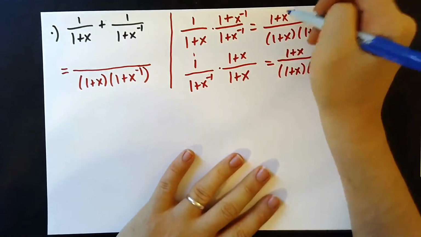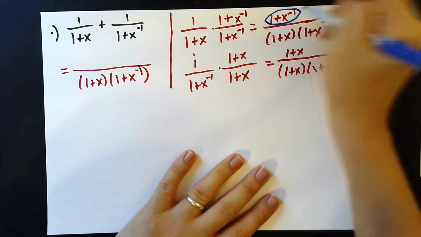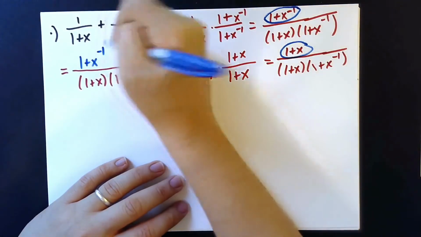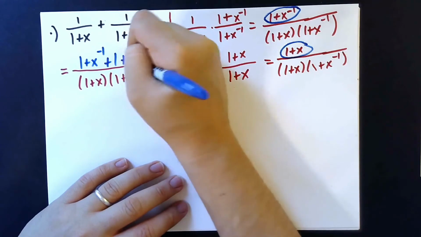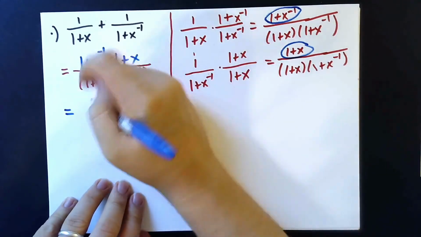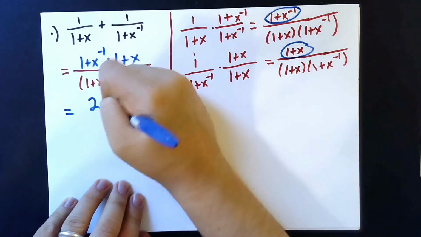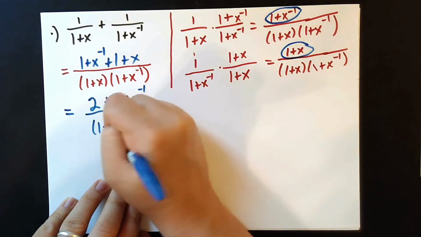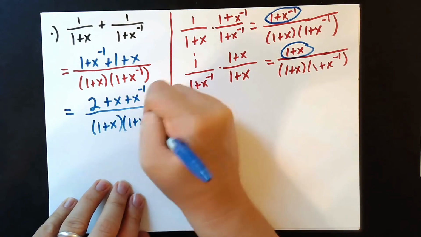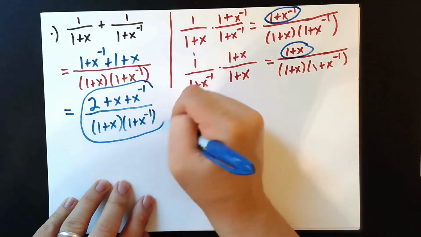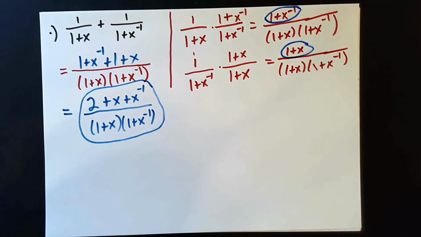And so when I now go to add these things, I'm going to get that and that. This will be 1 plus x inverse plus 1 plus x. And so if I go ahead and simplify this, this will be 2 plus x inverse over 1 plus x times 1 plus x inverse. And if you follow everything we've done so far, that's where we end up. So that's one way to do this question.